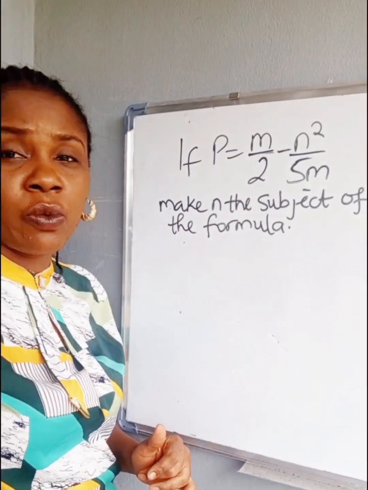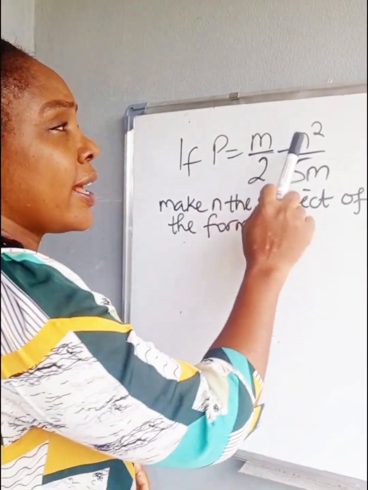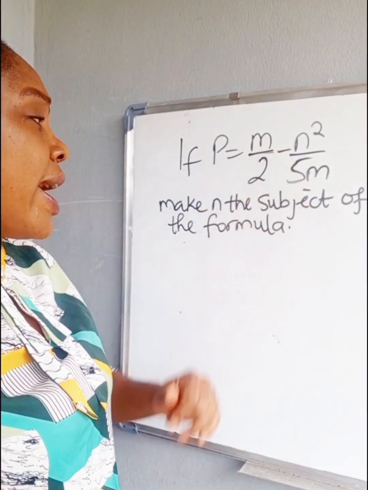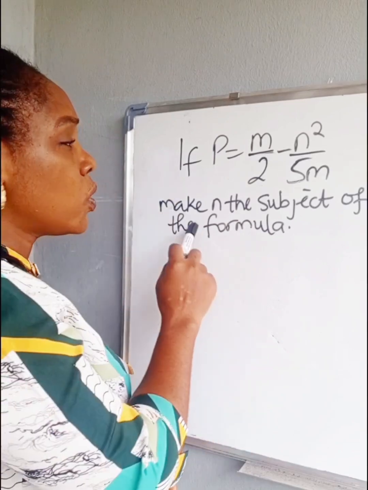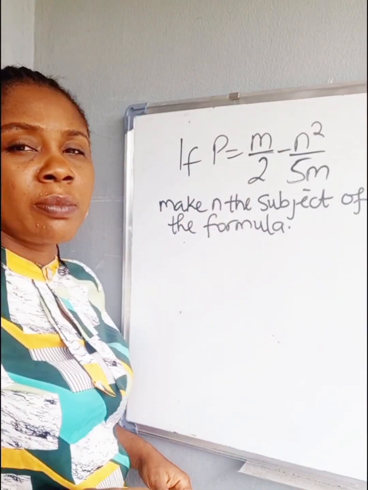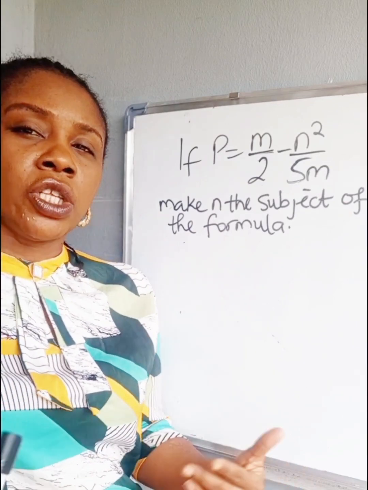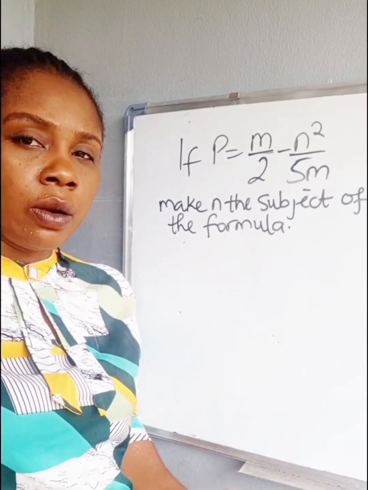In our class for today, we have been told that P is equal to (m over 2 minus n raised to the power of 2) all over 5n. And we are told to make n the subject of the formula. When you hear the word make something the subject of the formula, it means that you should make it stand on its own. Make it stand alone, okay?